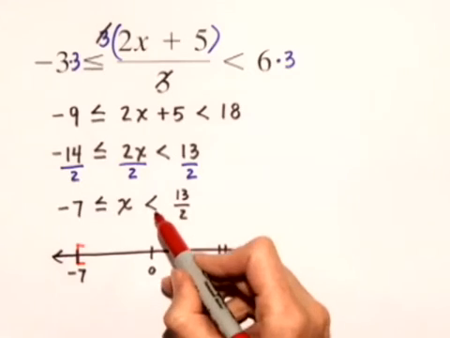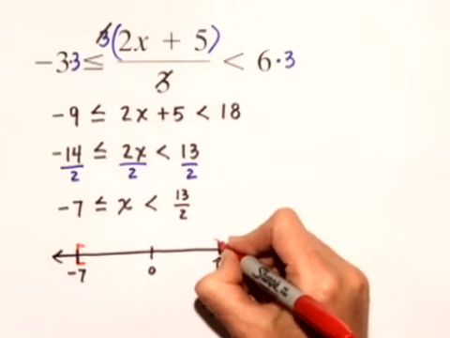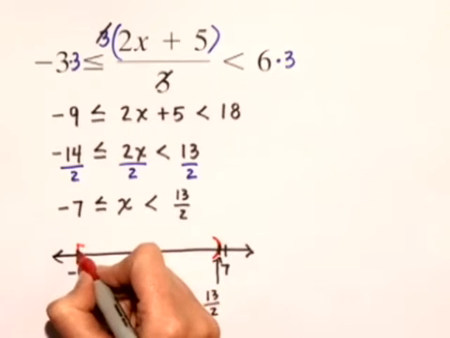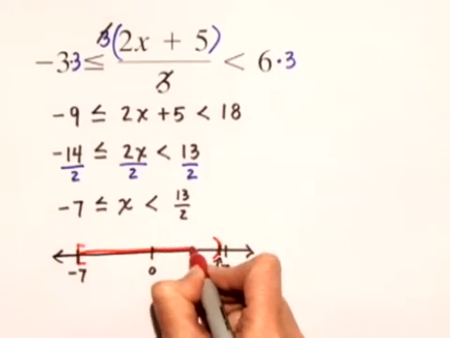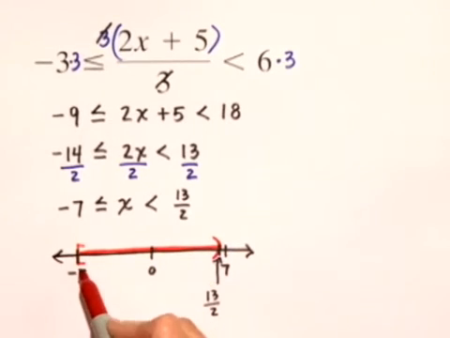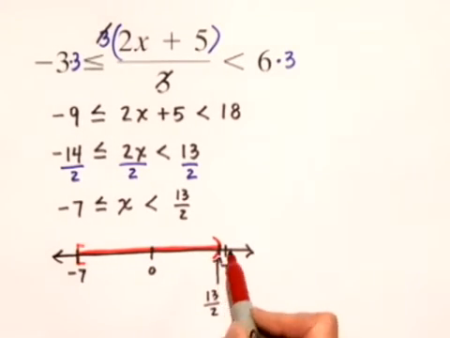And since it's a strict inequality at 13/2, we want to use parentheses. And x is isolated in between these values, so we shade in between these 2 values. Notice it's closed on one side and open on the other.